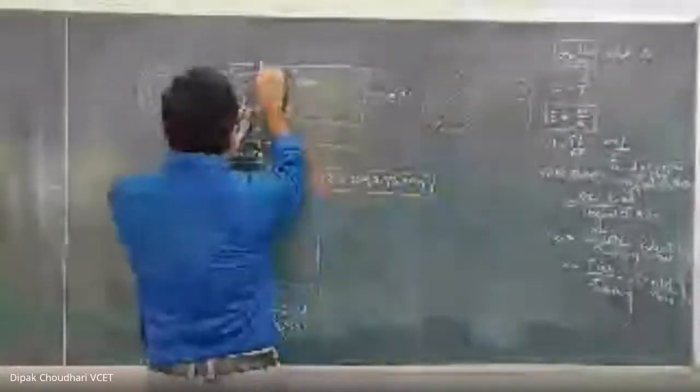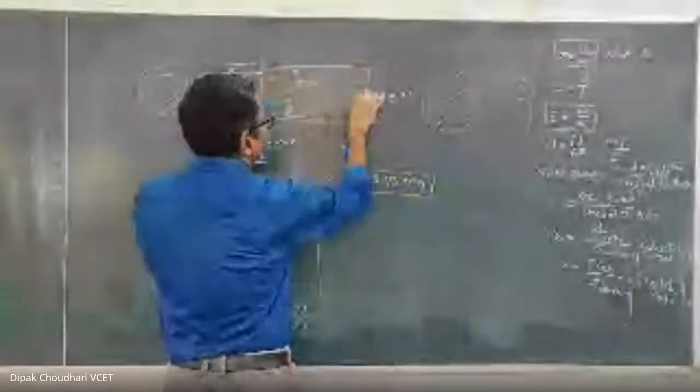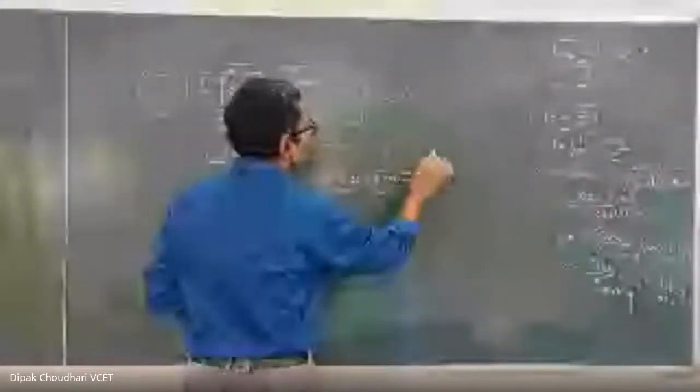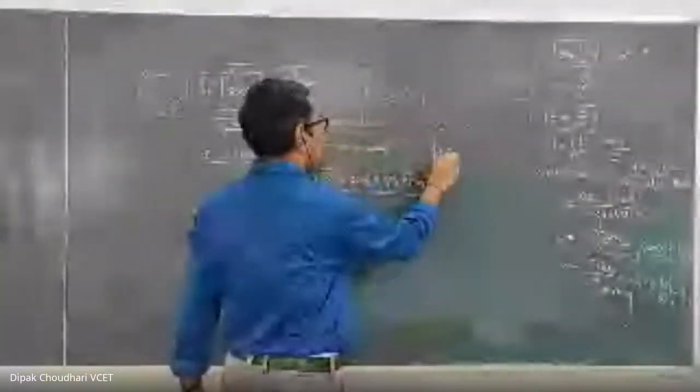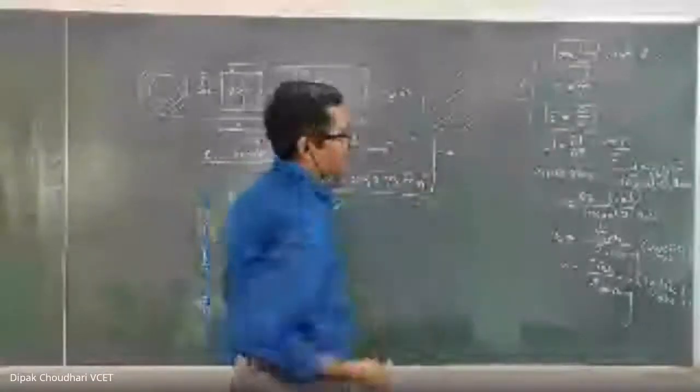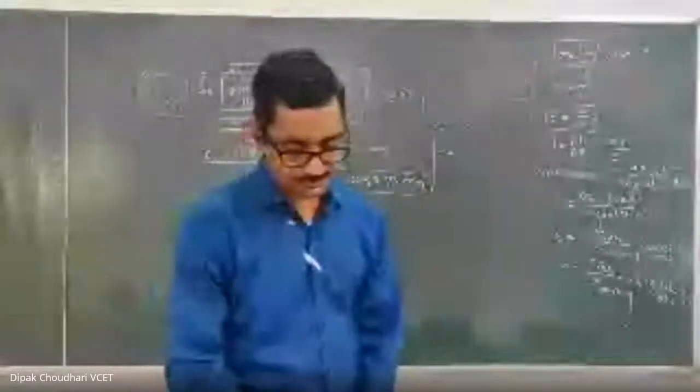This formula is applicable when the cross-sectional area is the same. But when the cross-sectional area is tapered, this formula is not applicable. How to calculate the deformation of such a tapered rod because of the axial force, we'll study tomorrow. Thank you.